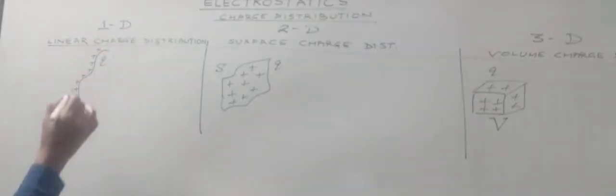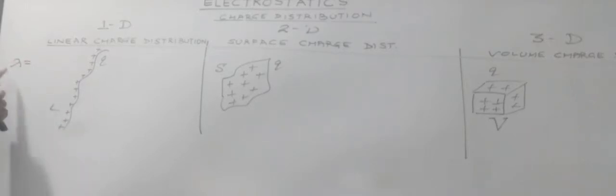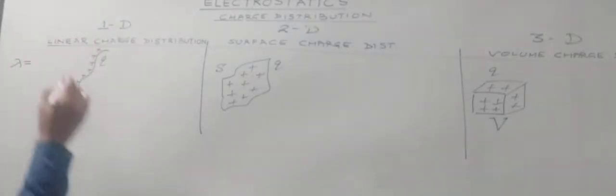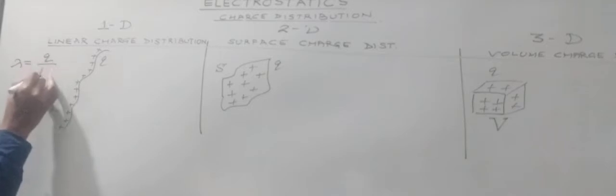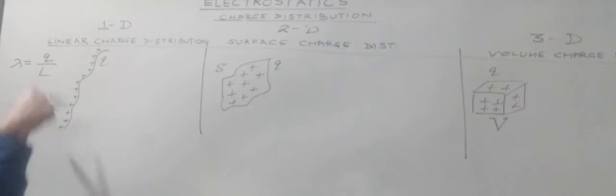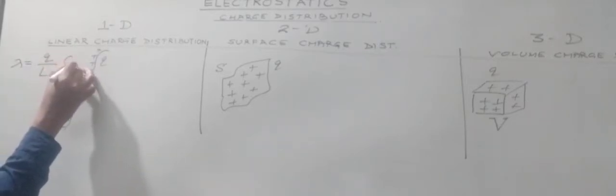Here we will make use of the term lambda. It is known as linear charge density. It is defined as charge per unit length, the charge uniformly distributed per unit length. So its SI unit would be coulomb per meter.